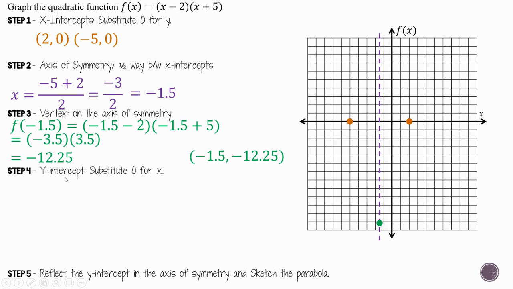Next, we're going to find the y-intercept, which would be when x is 0. So substituting 0 in for x, we would do what's in parentheses first. 0 minus 2 gives us negative 2, and then 0 plus 5 gives us 5. And then the multiplying, negative 2 times 5 gives us negative 10. So we plot 0, negative 10.